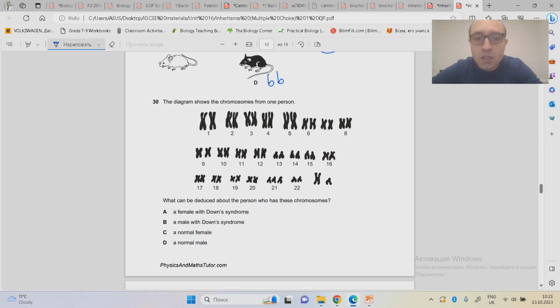Next question. What can be deduced about a person who has these combinations of chromosomes? First of all, guys, as you see, there are three copies of the 21st chromosome. It shows that there's Down syndrome. And if you look at the last chromosome combination, as you see, it is X and Y. So this is a boy. So this is a boy with Down syndrome, a male with Down syndrome. Answer is B.